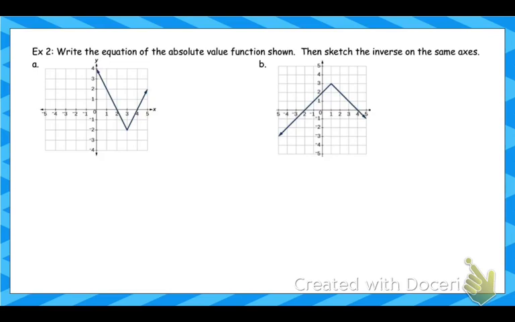All right, so now we're going to work backwards. We're going to be given a graph and we're going to write the equation. So in order to write the equation, we need to know what's the vertex, we need to know what direction it opens, and then we just need to know the slope coming from the vertex. Well, this graph has a vertex of 3, -2.